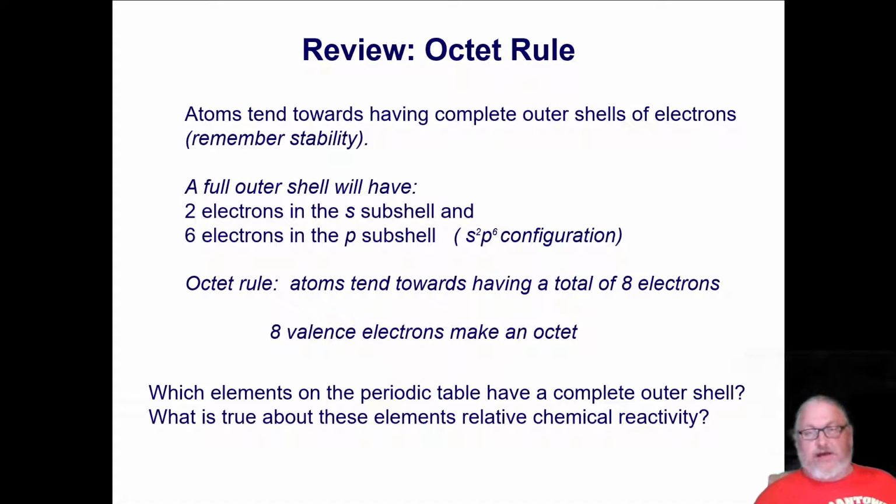So here's the octet rule. Atoms tend towards having a total of 8 electrons for stability. So 8 valence electrons will make an octet. Which elements on the periodic table have a complete outer shell? We answered that, of course, the noble gases. Now, what do we know about the noble gases as far as reactivity? Think a second. They don't react.